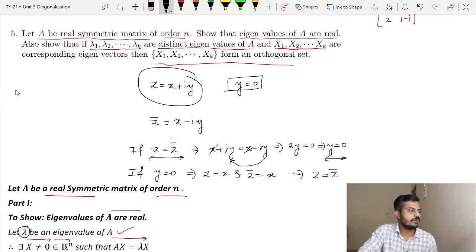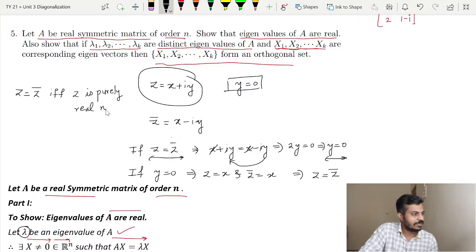In other words, we have proved that z is equal to z bar if and only if z is purely a real number. I think this result you might have seen somewhere before. So in order to prove lambda is a purely real number, we have to show that lambda is equal to lambda bar. That is our subclaim, you can say. Now what do we have is Ax is equal to lambda x.